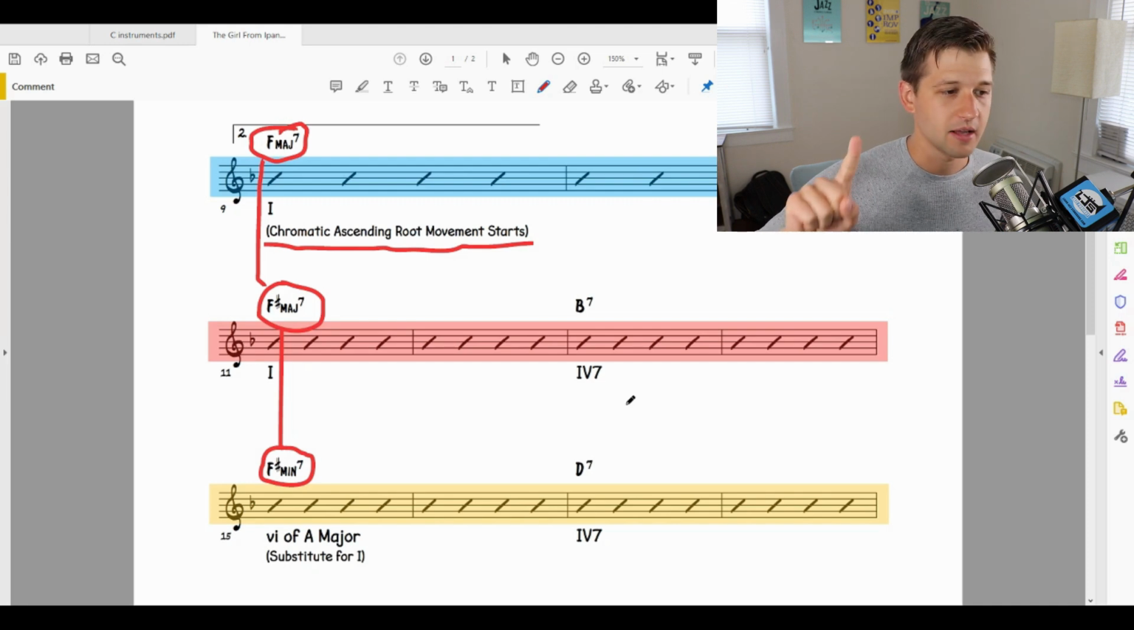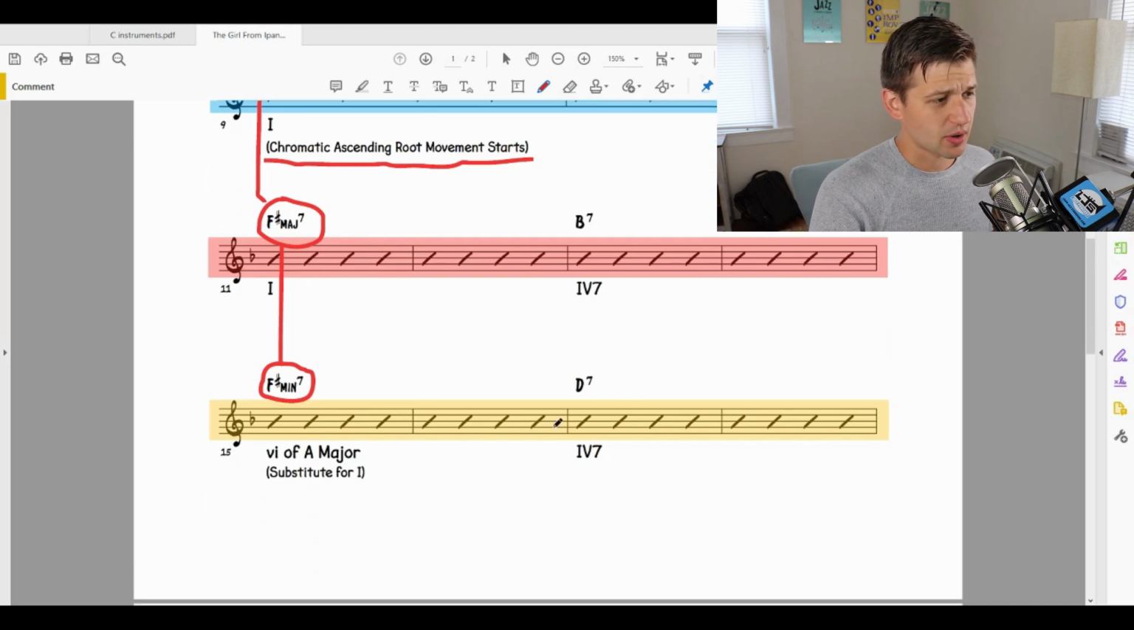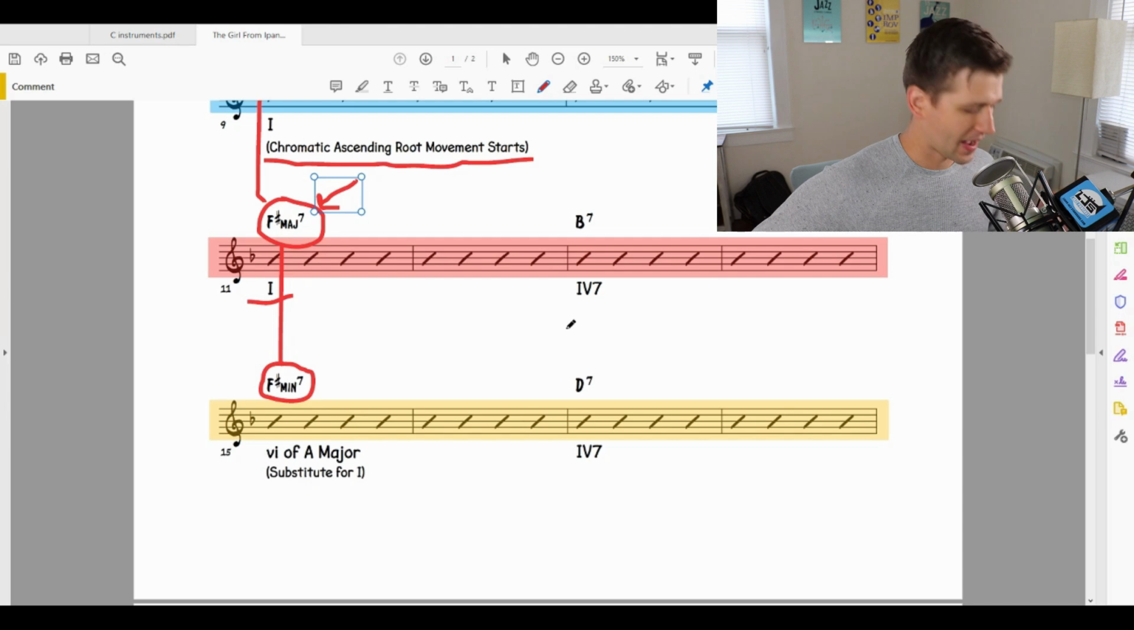But that being said, let's try to figure out how this bridge is working from a harmonic standpoint. Okay, so I'm color coding this red because we're in F sharp major 7 now, right? Remember the color coding. So F sharp major 7 is our new 1 chord, okay? We went up a half step, chromatic ascending root movement there.